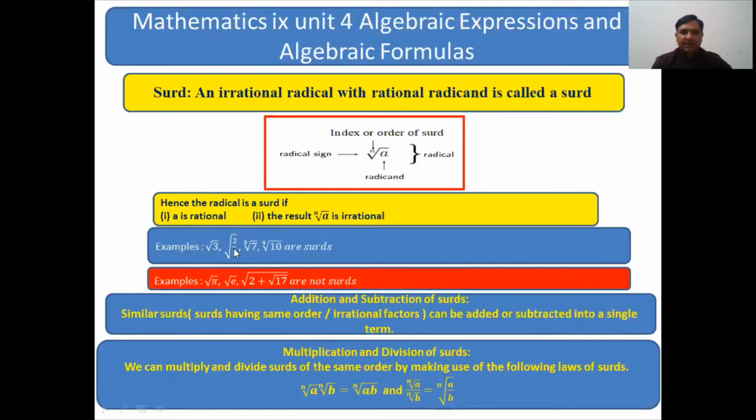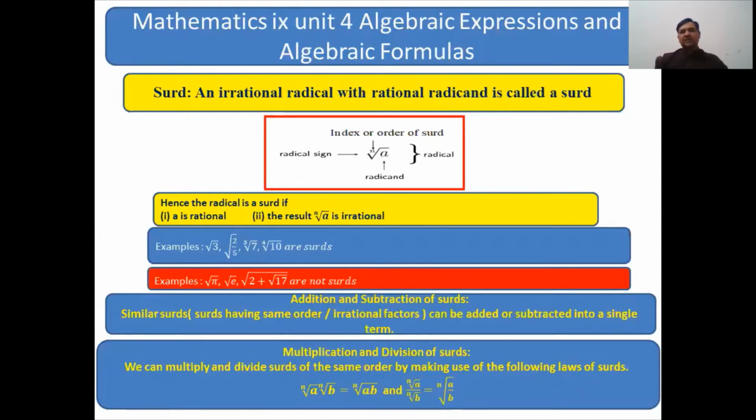Square root of 2 by 5 is also a surd. Cube root of 7 is also a surd. Fourth root of 10 is also a surd. Examples which are not surds are pi, square root of pi, square root of e, and square root of 2 plus square root of 7. These are radicals, but these radicals are not surds.